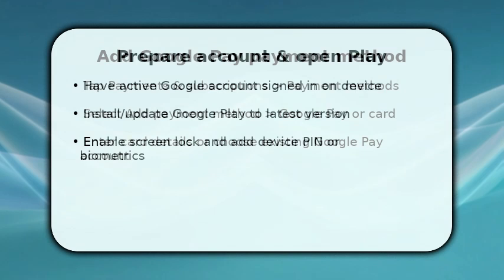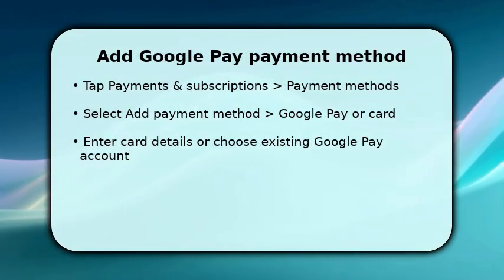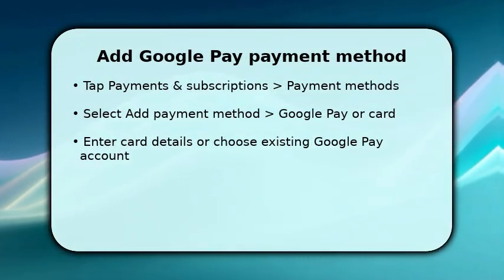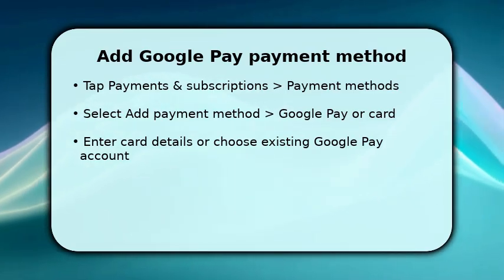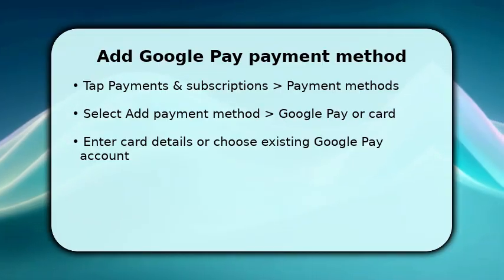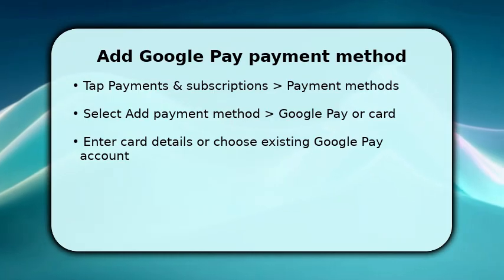Now you add the actual payment instrument. From Payments and Subscriptions, choose Payment Methods and then Add Payment Method. Pick Google Pay or add a card directly. If you choose Google Pay, confirm the billing address and select the account you want linked. This syncs stored cards and balances.